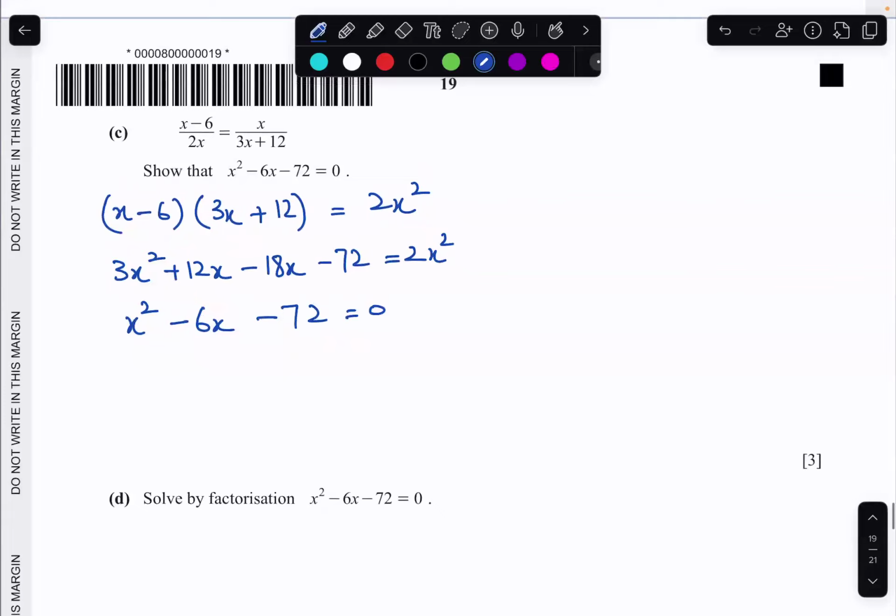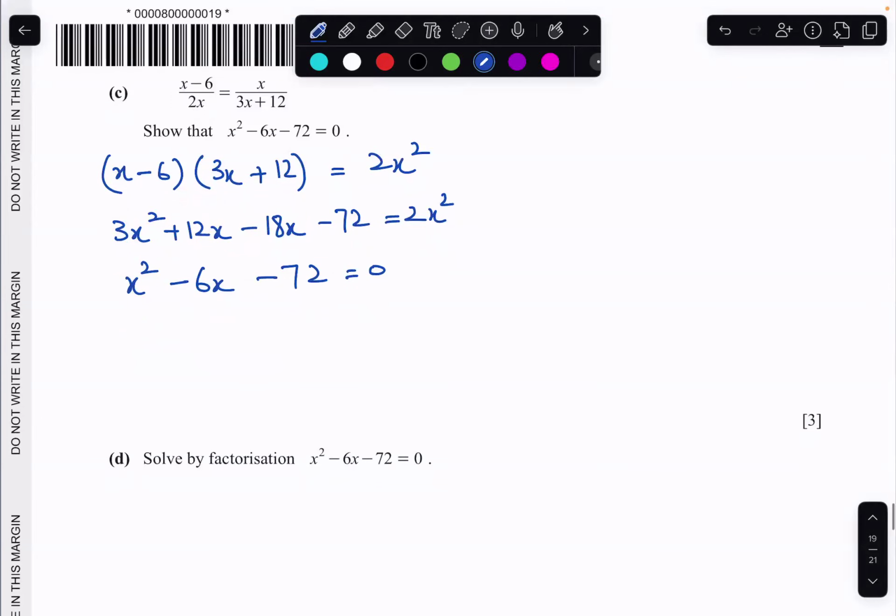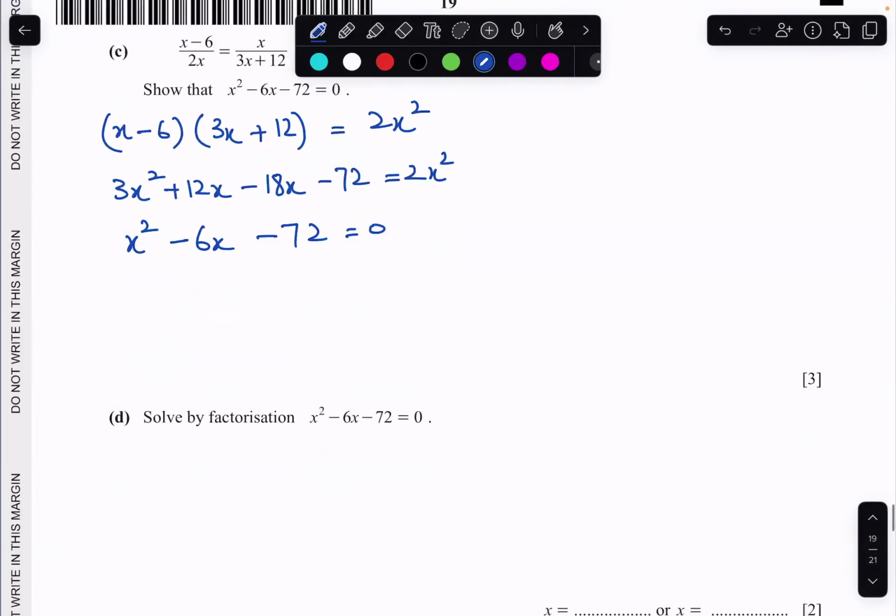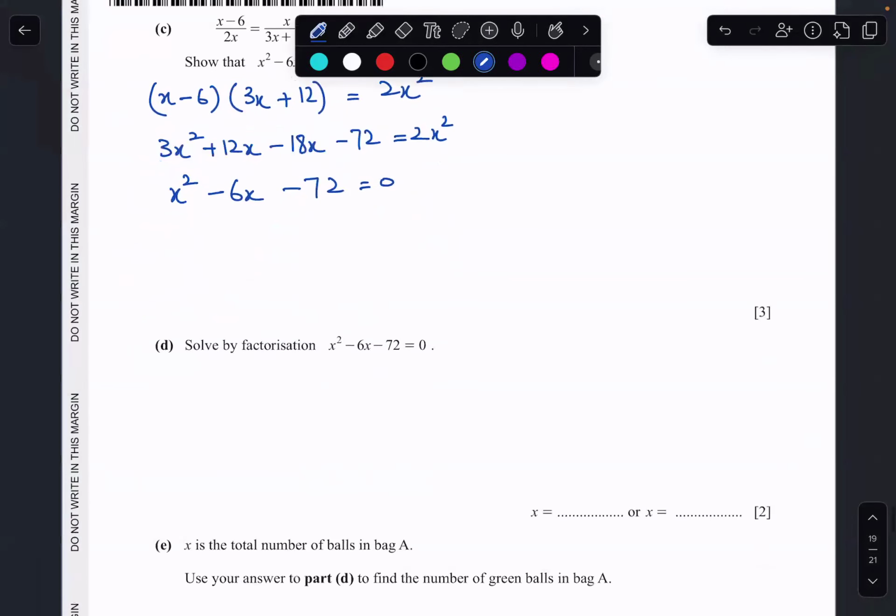And it's a 3-mark question. So show these steps. Now solve by factorization. You can't use the other formula, right? You have to use factorization. Factorization, we have a product and a sum. What is the product? Product is the first value into the last value. So that means this is minus 72. The product is minus 72 and the sum is the middle value.